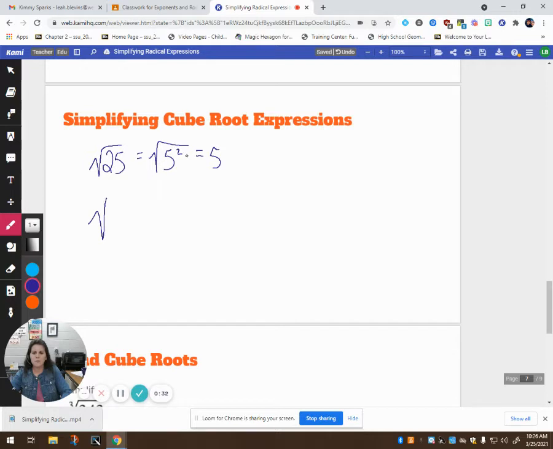So with the cubed root, we've got this little 3 out here. Let's say the cubed root of 8. We're looking for a number that multiplied by itself 3 times gives me 8. So think about, what is 2 times 2 times 2? Well, 2 times 2 is 4. 4 times another 2 is 8. So we know that 2 cubed is the same thing as 8. So if I take the cubed root of 8, or the cubed root of 2 to the third power, my answer is 2.